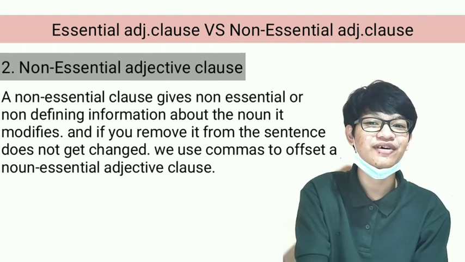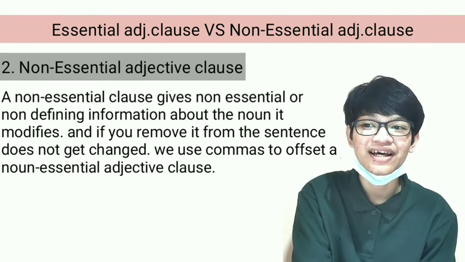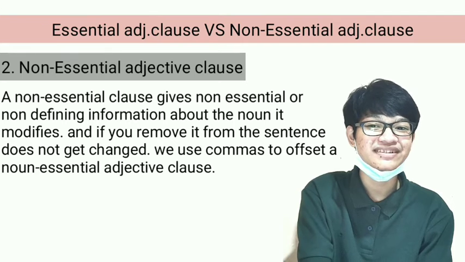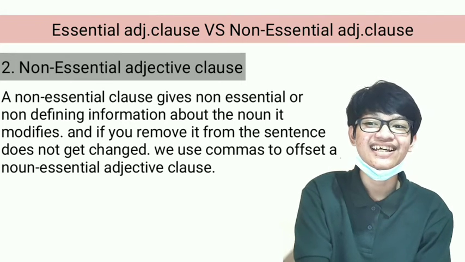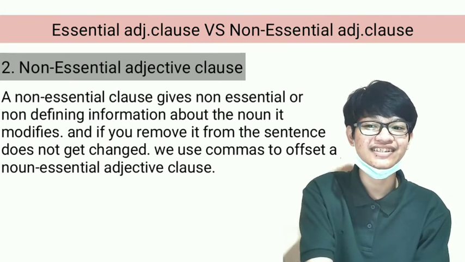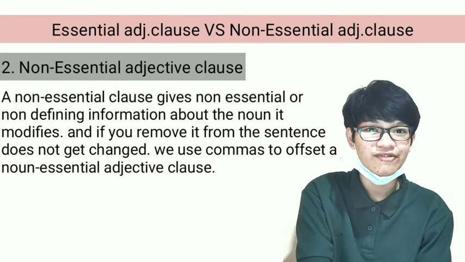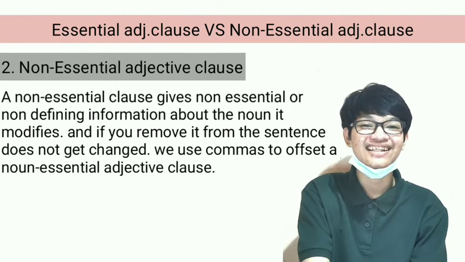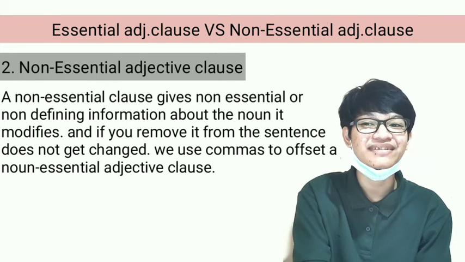We use commas to offset a non-essential adjective clause because the information it provides is not vital, is not defining, is not essential. That is why we offset them using commas. Now, let's see some examples.